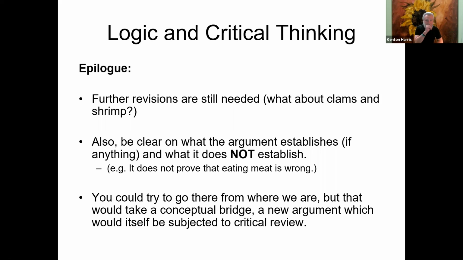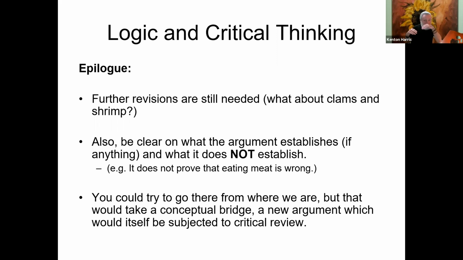Now, maybe you could go from the conclusion, killing animals so qualified is wrong, and get to eating meat is wrong, but it would take another conceptual bridge. It would take another argument. And you might say something like this: killing animals so qualified is wrong. Buying meat in the grocery store supports this wrongful practice. Supporting a wrongful practice is itself wrong. Therefore, buying meat in the grocery store is wrong, right?